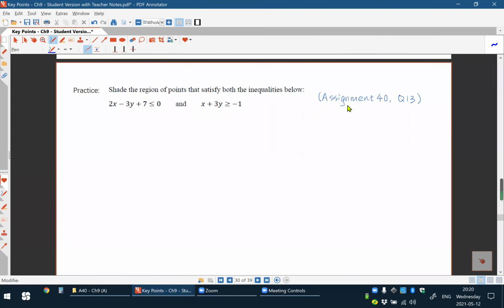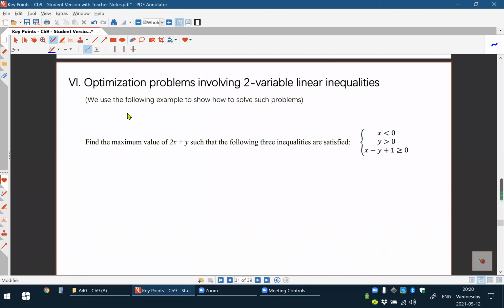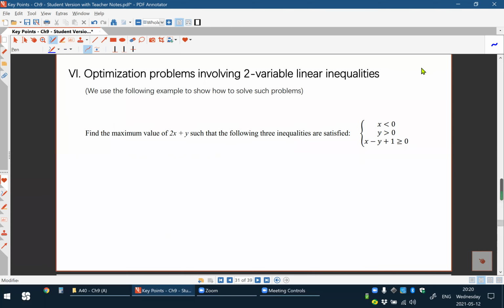Practice, okay? This practice is from assignment 40, question 13. Please do complete this after this class. Okay, next is point 6. Point 6 is about optimization problems involving two-variable linear inequalities. Okay, I'll use the following example to show how we solve such problems.